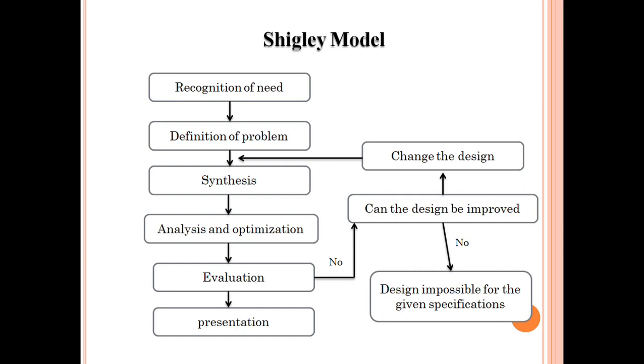In the Shukla method, you define the design need and the problem, then synthesis, then analyze and optimize those things. Once that is optimized, you go for an evaluation method. In that process, if anything is not carried out, it goes for continuous improvement to improve the design. After the design is improved and changed, it flows again. If it is not possible, finally it goes for a presentation.